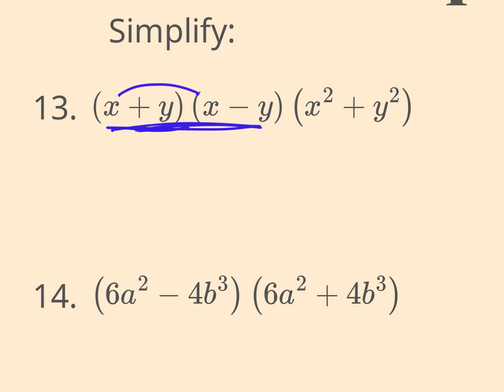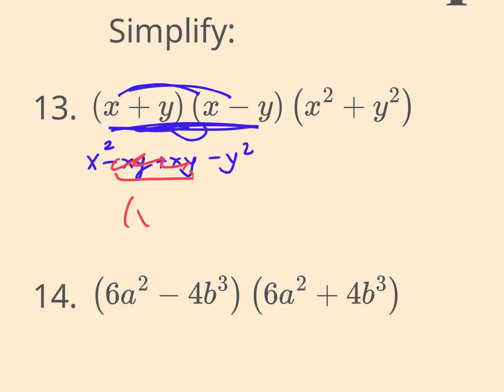FOIL it. X times x, x squared. X times negative y, minus xy. Y times x, plus xy. Y times y is going to give me negative y squared. And then what happens here in the middle? They cancel. So you have x squared minus y squared. And you're going to multiply that with x squared plus y squared. You're just going to FOIL again.